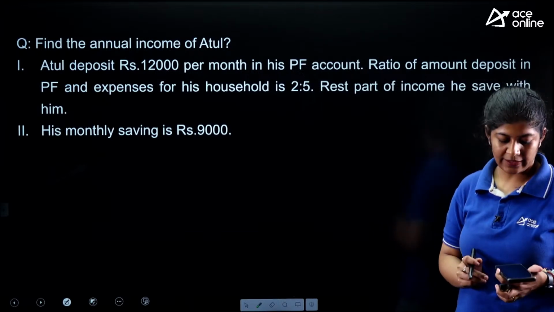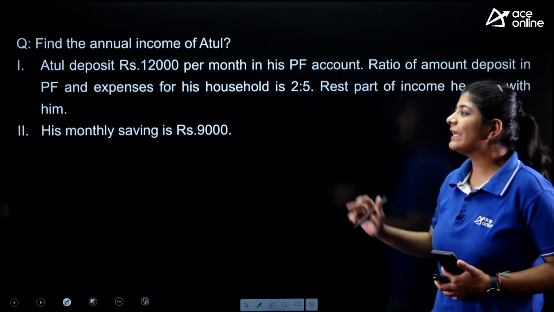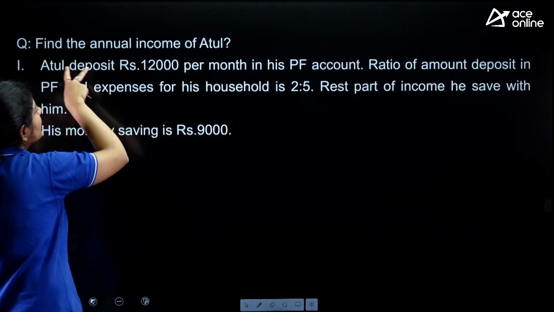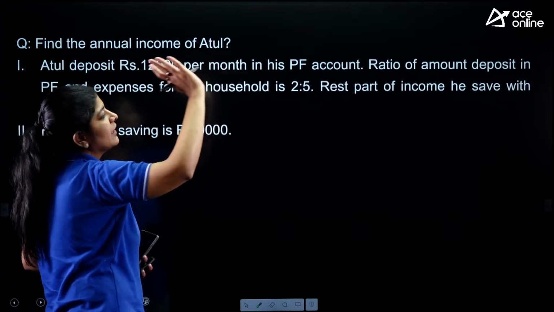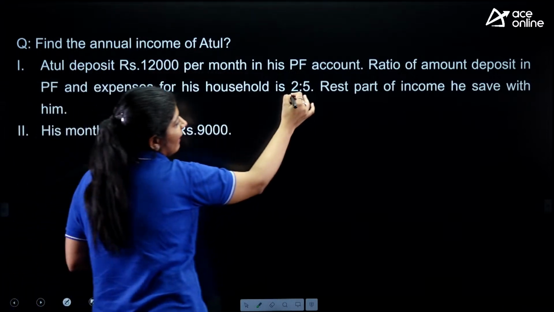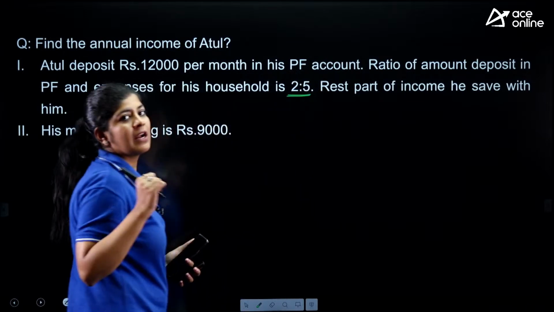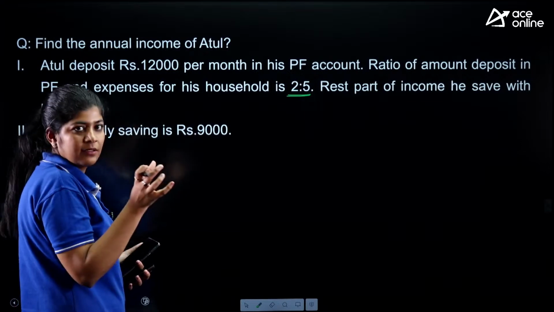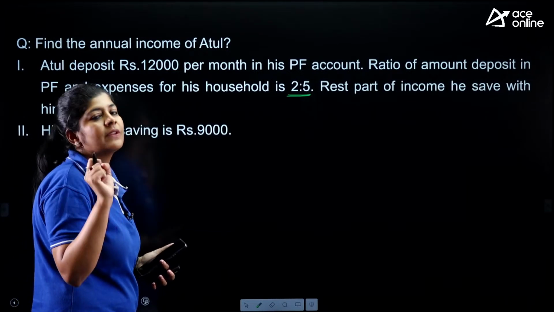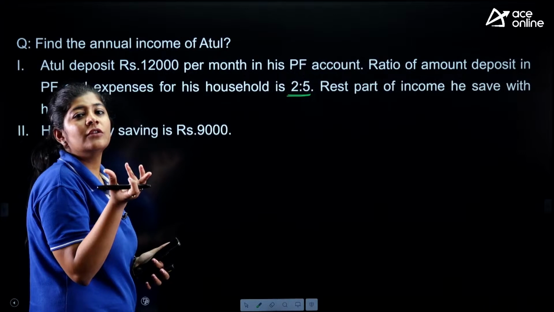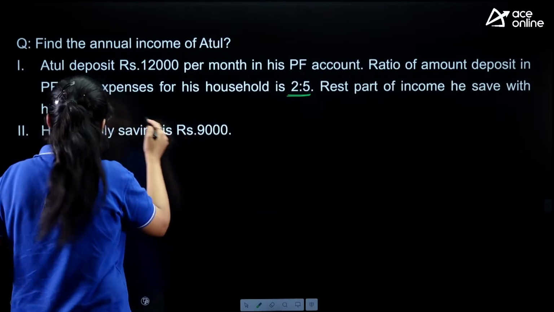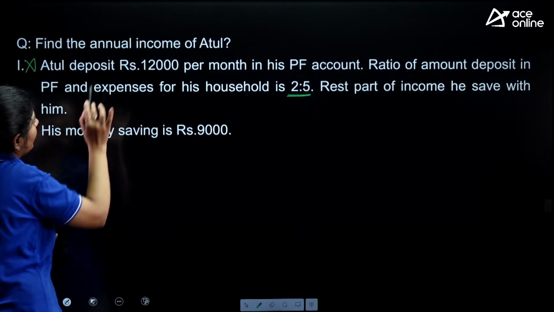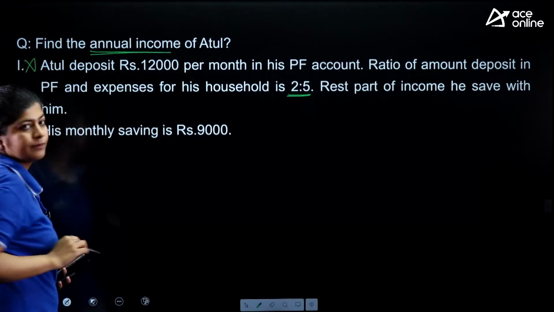It's a very simple one. If I read this particular question, statement number 1 says that Atul deposits 12,000 per month in the PF account, right? And here we have a ratio of the PF account and his expenses. But the question is saying that the rest part of the income he saves with him, right? But what is the value of his rest amount? So from this one, we are not able to get the annual income of Atul, right?